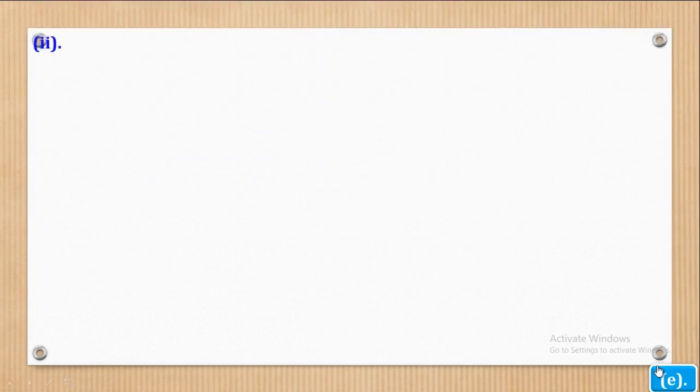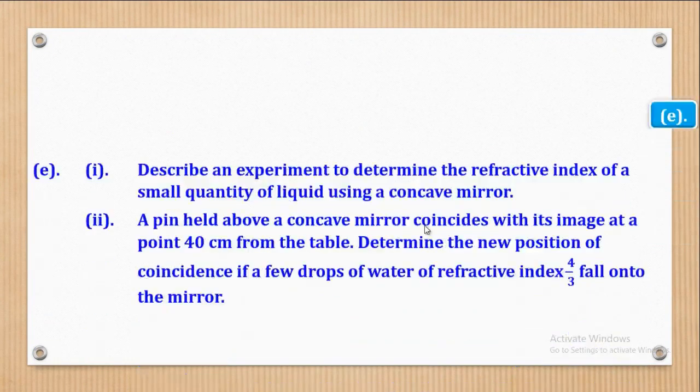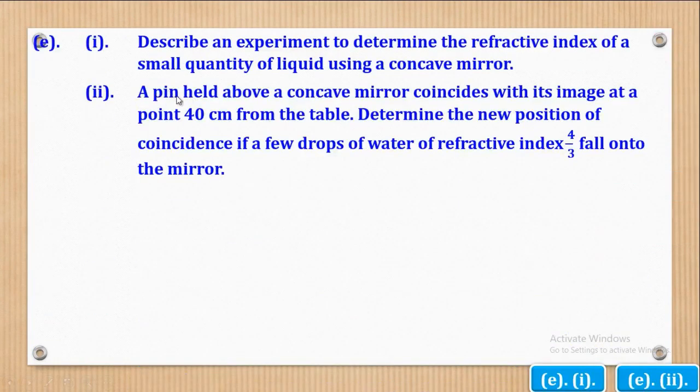So now we shall go to E Roman 2. Roman 2 says, a pin held above a concave mirror coincides with its image at a point 40 centimeters from the table. Determine the new position of coincidence if a few drops, know this word, a few drops of water of refractive index 4/3 fall onto the mirror.